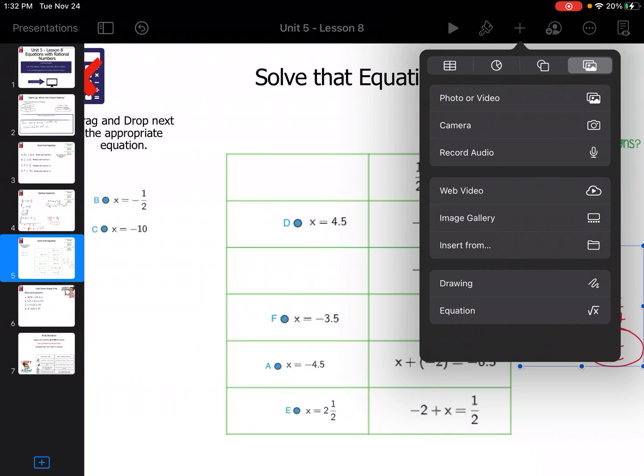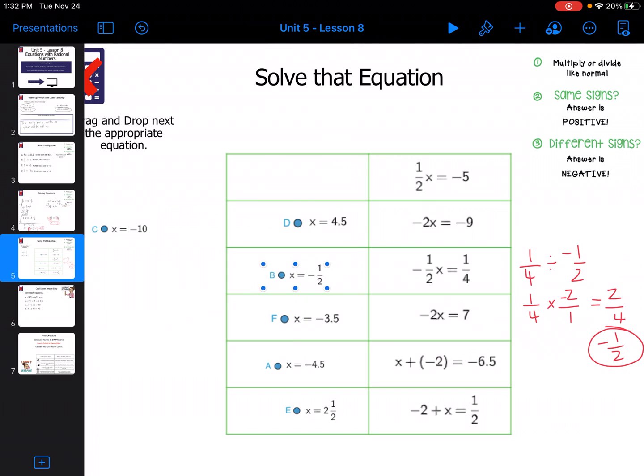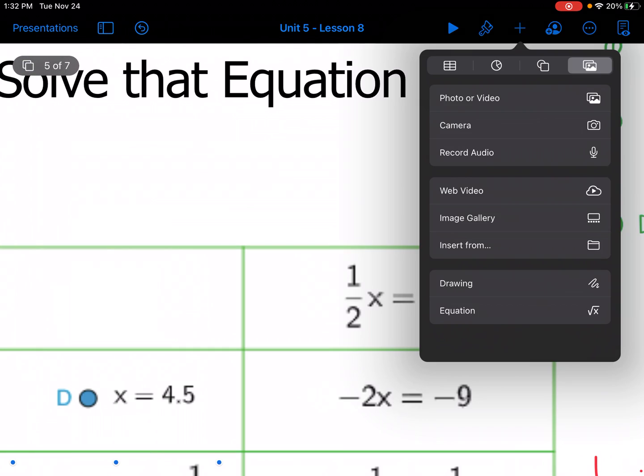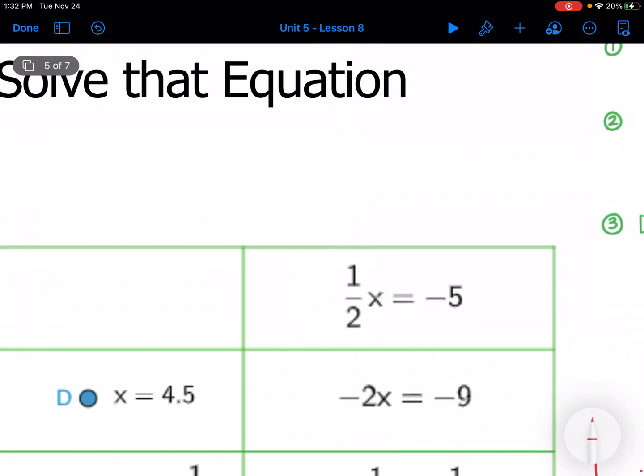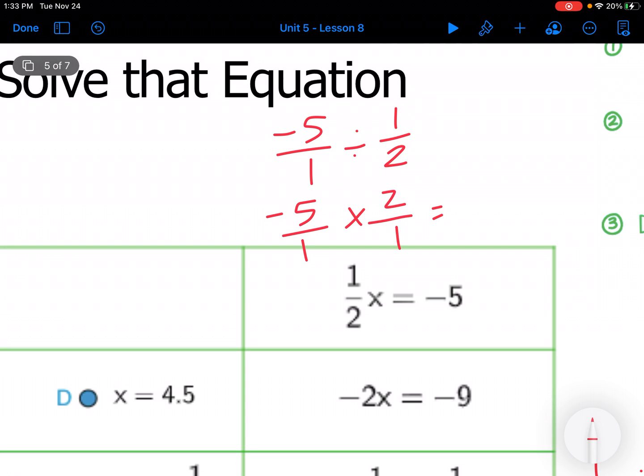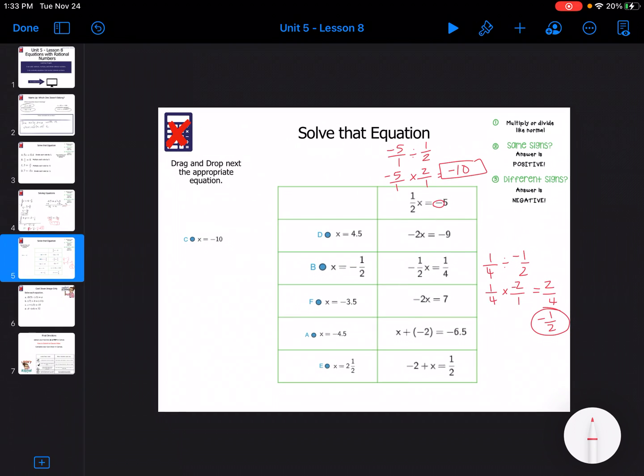So I'm going to turn off my drawing tool, drag it over, and then I'm going to work out this one up here. So I'm dividing by 1/2, so I have -5 over 1 divided by 1/2. So -5 over 1 times 2 over 1, I'm left with -10. Because there's only one negative, that means my answer has to be negative. And it worked out.